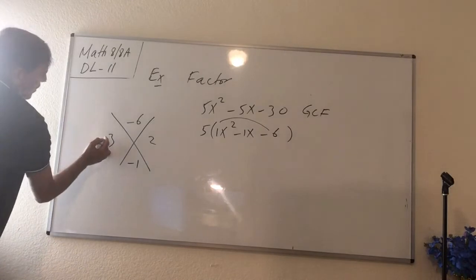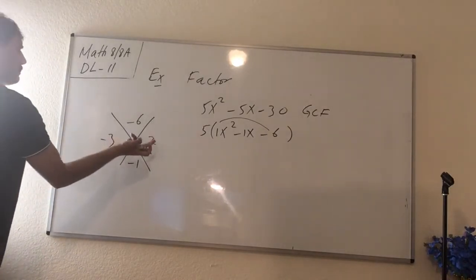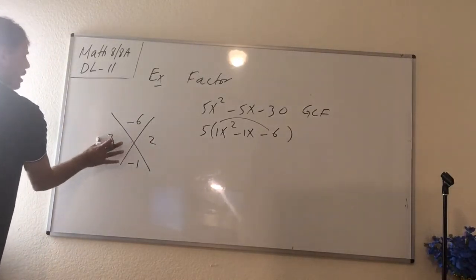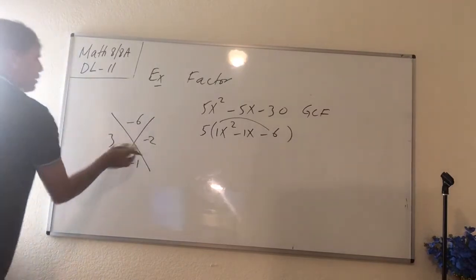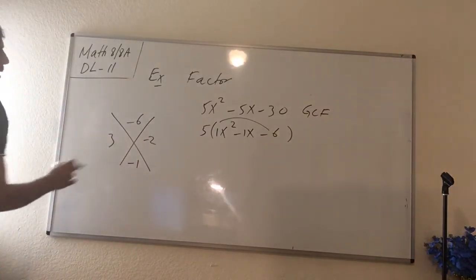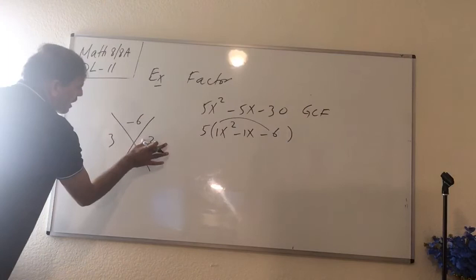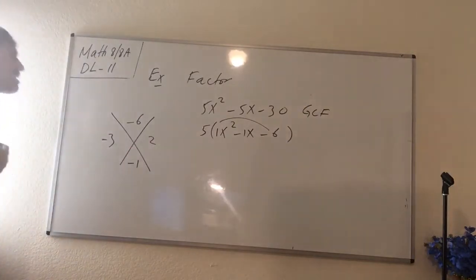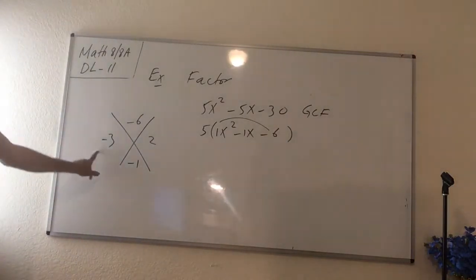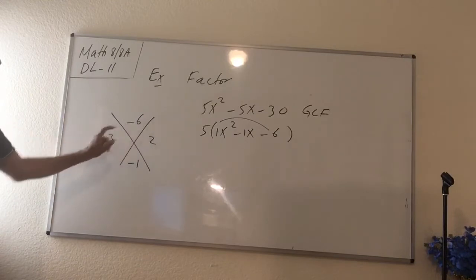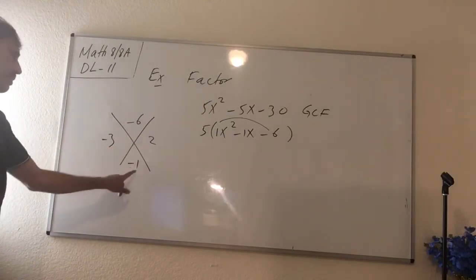If I write negative here, well, negative 3 plus 2 is negative 1. And if you put negative here, well, that is 3 minus 2, which is a positive 1. So you're looking for negative 1. This means this factor must be negative. Look, negative 3 times 2 is negative 6, and negative 3 plus 2 is negative 1.